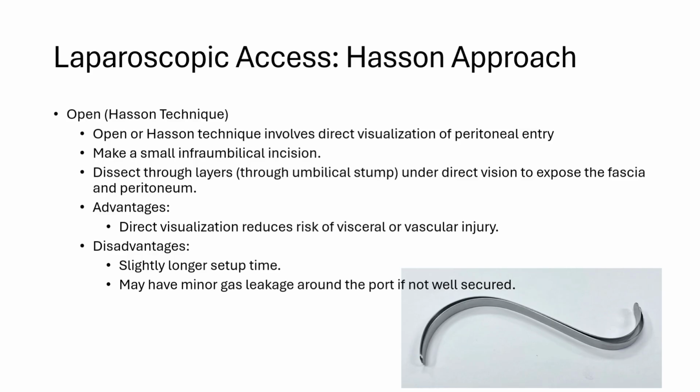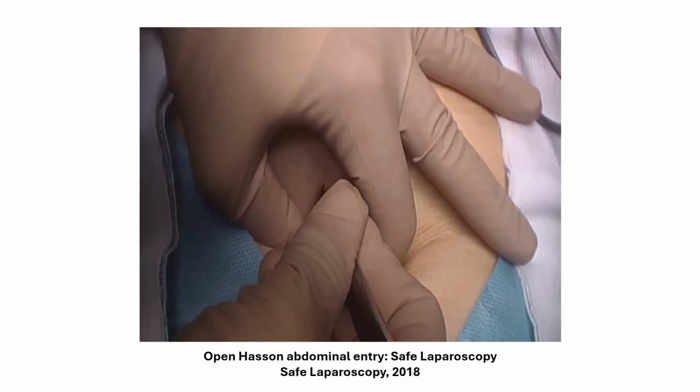Another important consideration is the size of the initial incision. If the incision is too large, it can lead to the gas leaking around the port site, which may make it difficult to maintain adequate pneumoperitoneum during the procedure. This video will demonstrate how the Hasson approach is used in surgery.